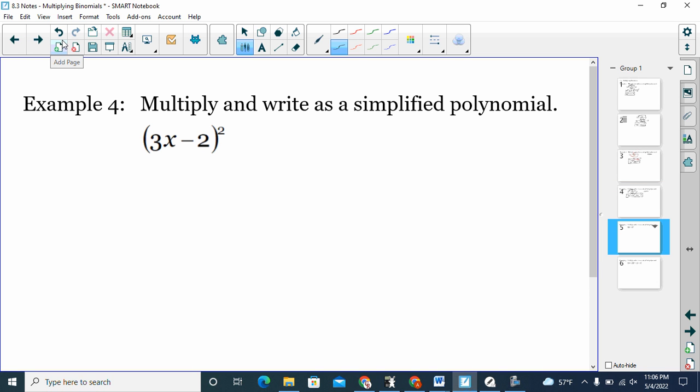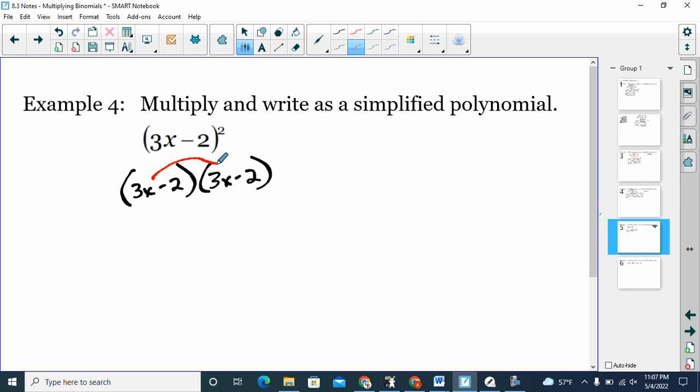Example 4 is a little bit different. It gives us 3x minus 2, and then it says that quantity squared. Remember that squaring something means to multiply it by itself. So if I need to multiply this by itself, we're going to write it out as 3x minus 2 times itself, 3x minus 2. And now this problem looks a lot like the previous ones.